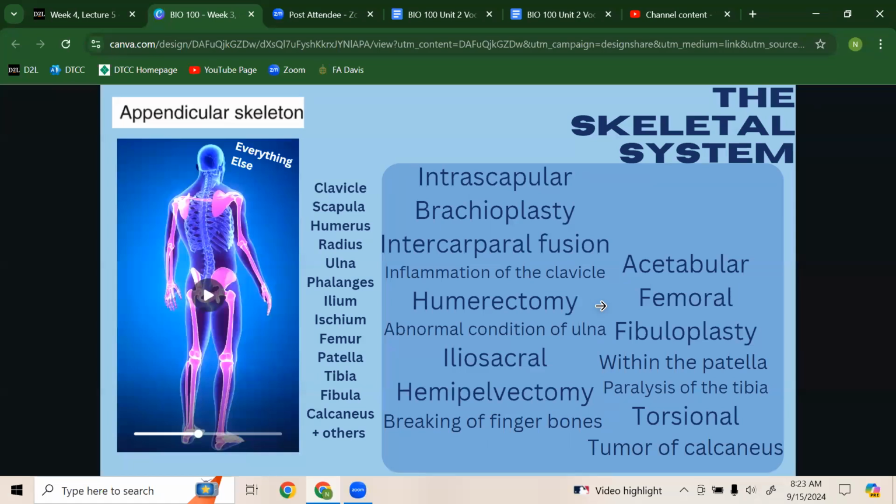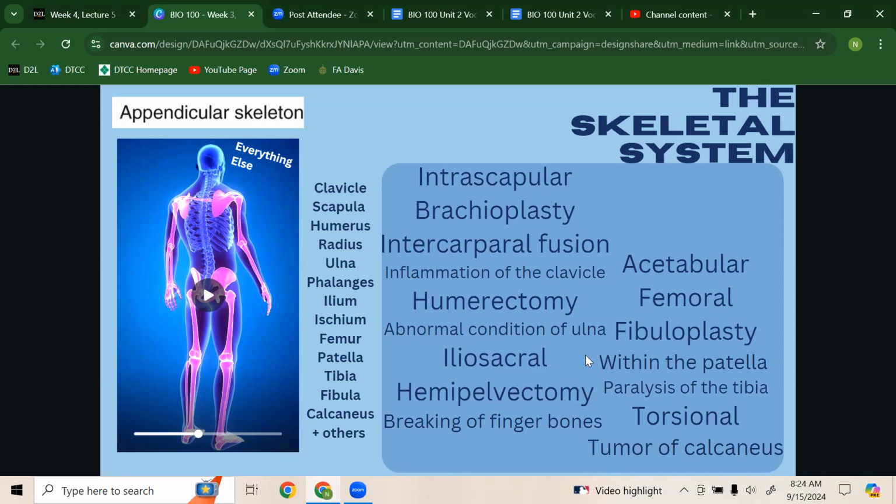Okay, iliosacral. Ilio is our combining form for our ilium, which is part of our hip. And then sacral refers to our sacrum. So iliosacral refers to where our ilium and sacrum attach. Our iliosacral joint is usually what that's going to refer to.